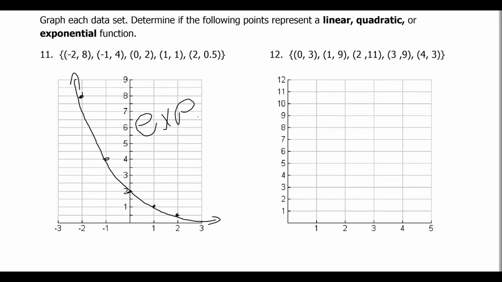Alright, next one, we got over 0 up 3, over 1 up 9, over 2 up 11, over 3 up 9, over 4 up 3. Alright, and as I see it, I kind of go like that, and that's a quad.